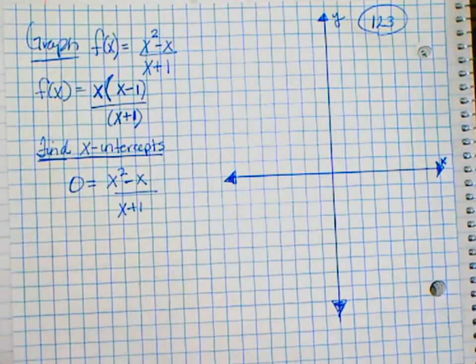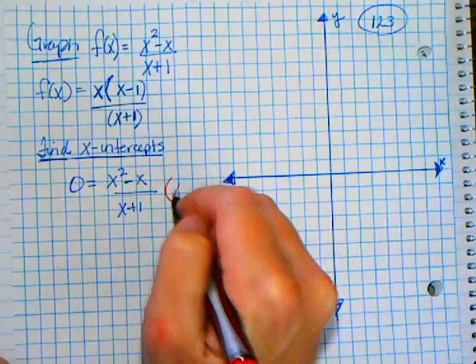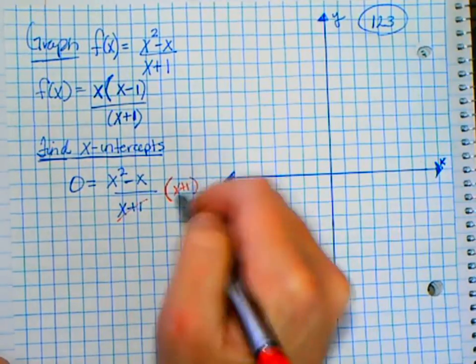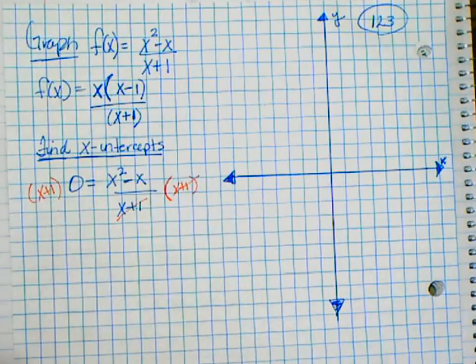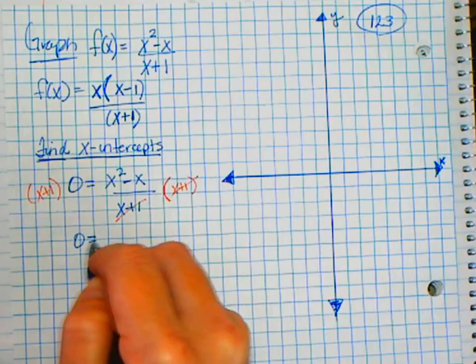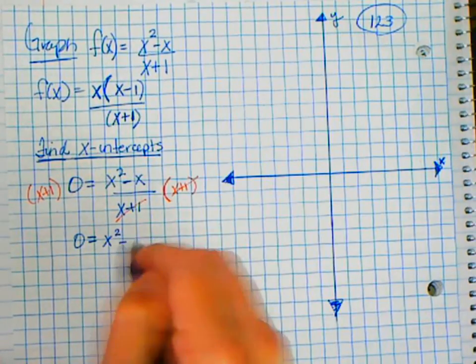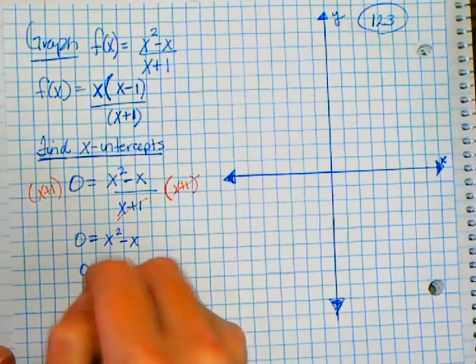Okay, I'm going to clear my fraction, so I'm going to multiply both sides by the least common denominator, which is what? x plus 1, which will cancel that denominator out, and x plus 1, which will turn the left side of my equation into a 0. So I have 0 equals x squared minus x, which we already know could be factored to x times x minus 1. So probably would have been easier if we would have just used the factored form, but whatevs. We already know the factors, so.